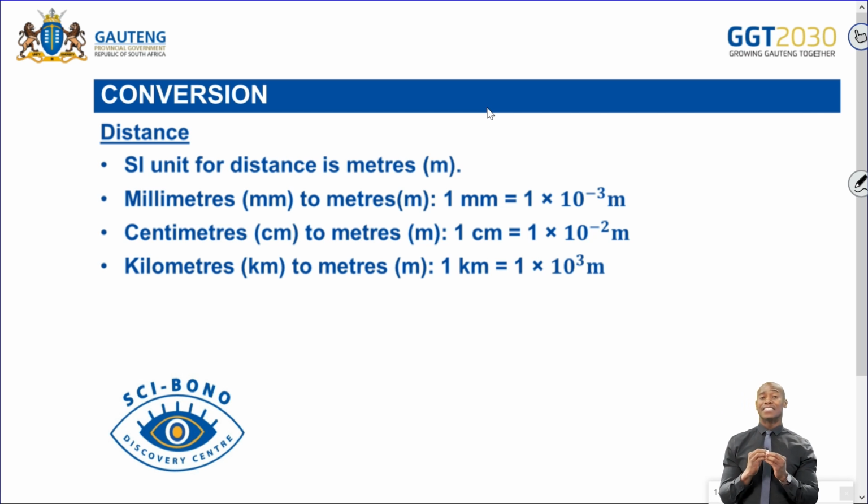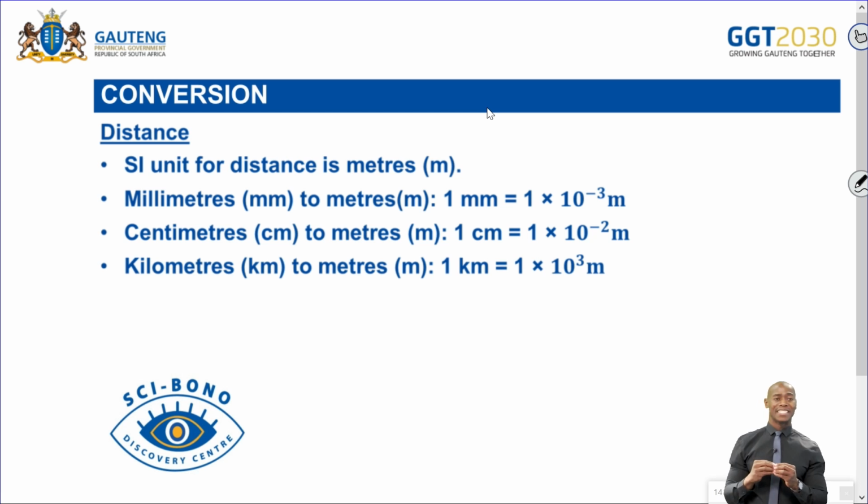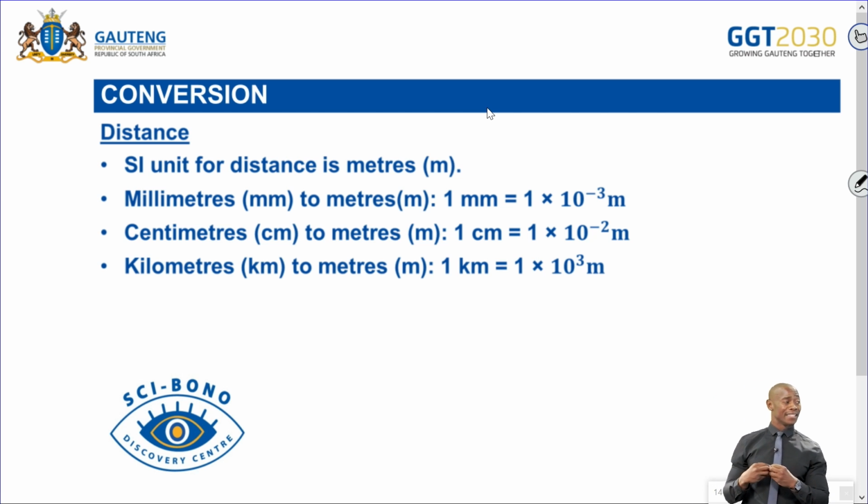If you are given the distance in centimeters, 1 centimeter is equivalent to 1 times 10 to the power negative 2 meters, right? And if you're given the distance in kilometers, 1 kilometer is equivalent to 1 times 10 to the power 3 meters. All right. So that is very, very important. So negative 3 means that you are dividing by 1,000. Negative 2, you are dividing that value by 100. And then to the power 3, we are multiplying that by 1,000.